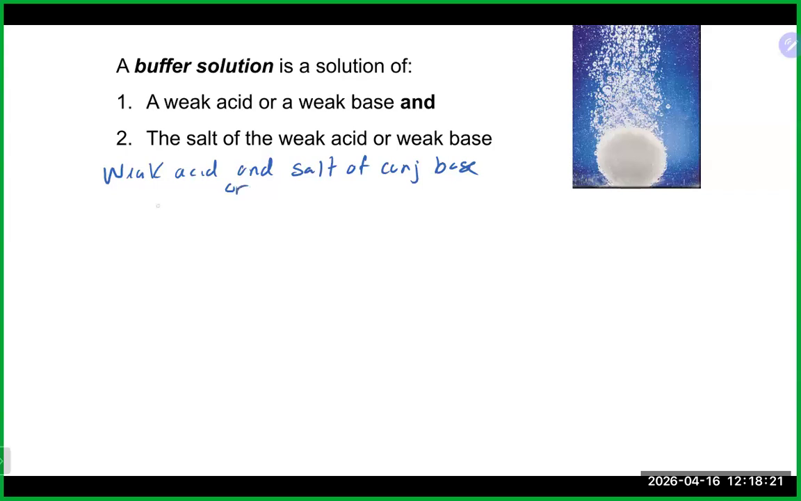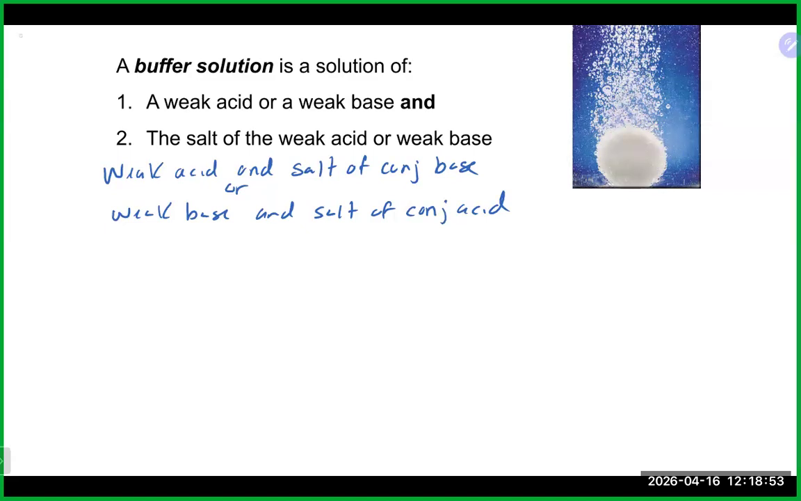Or you could have a buffer that is made out of a weak base and the salt of its conjugate acid. What is the relationship between those two things? A weak acid and its conjugate base, or a weak base and its conjugate acid? It is the Bronsted-Lowry definition of one H plus difference between them that is part of the buffer. A buffer works because it has both of those things in there to begin with.